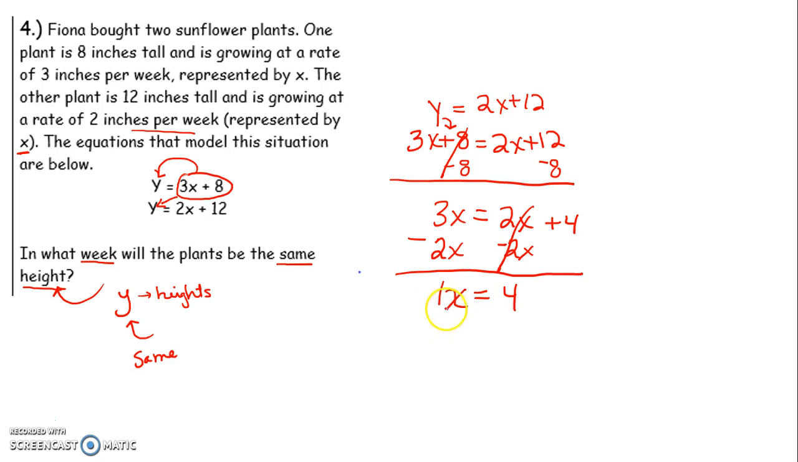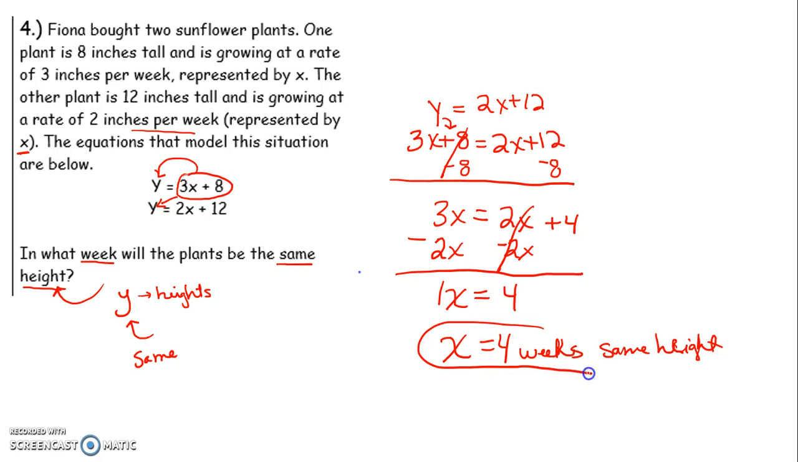Again, 1 times x is just x, or you can divide both sides by 1. Some kids like to do that. So x will be equal to 4. So it must be after 4 weeks, they'll have the same height. Wonder what height they'll each be after 4 weeks.